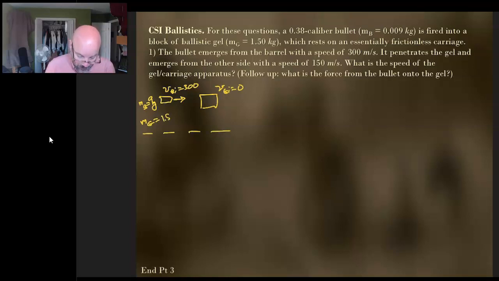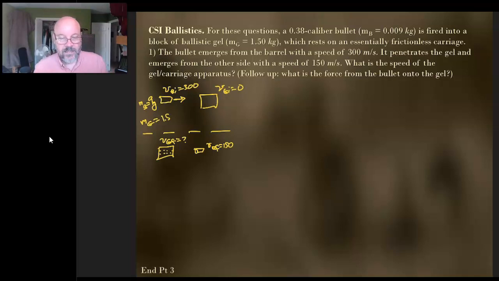And afterwards, we're going to have a hole punched through our gel. The final velocity of the gel we don't know. That's what we're looking for, but we do know that when the bullet emerges, it's going 150. Just like this. There's our sketch.